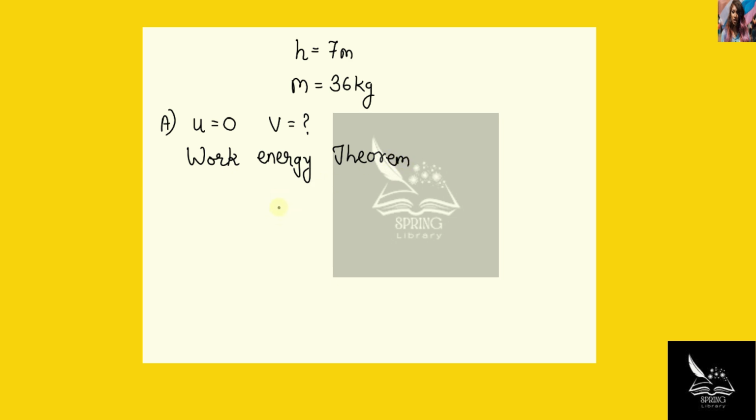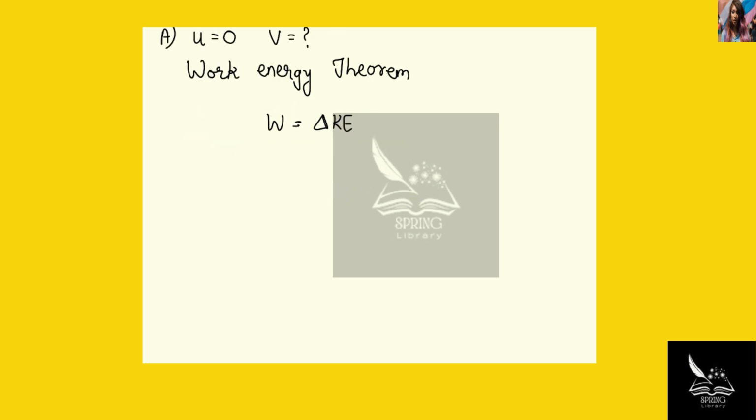According to the work energy theorem, work done is equal to the change in kinetic energy. So we can write work done, mgh, is equal to the kinetic energy final minus kinetic energy initial. So this is what the change in kinetic energy means. It will be half m v square minus half m u square. But this term will go to 0 because the initial velocity is 0.